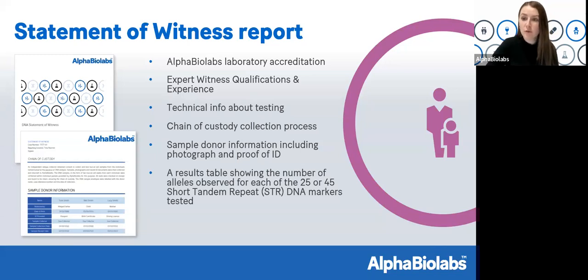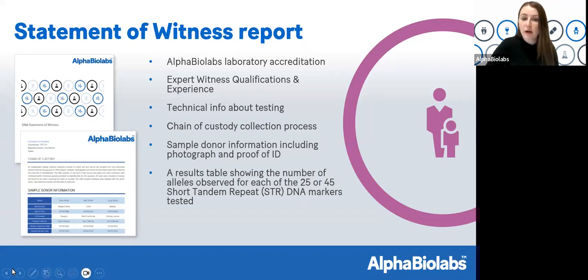If you did want more information about the test, if you didn't feel that that was sufficient, you can opt for a statement of witness report. So this is a much more in-depth report, including things like the qualifications of the person that wrote the report for you. So like Casey mentioned at the beginning, which scientists wrote them and what their prior experience is. It'll also detail the chain of custody collection process.